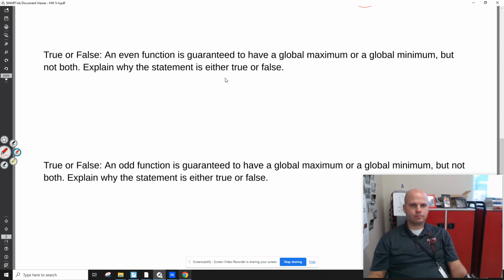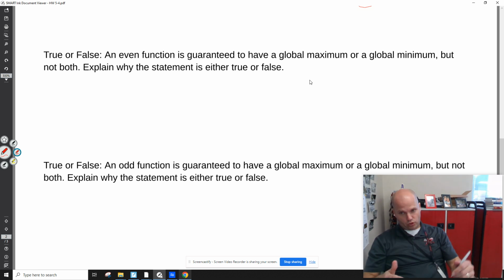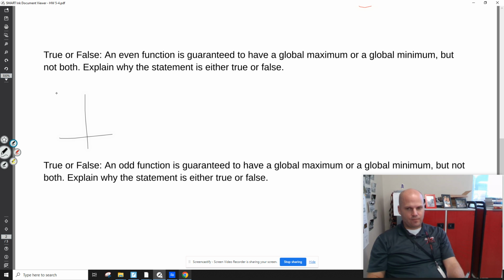Pretty simple. True, false, an even function is guaranteed to have a global max or a global min. True. Has to happen. Because you have to have the same end behavior.